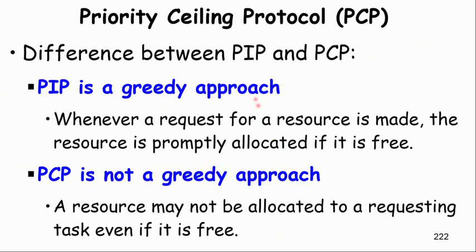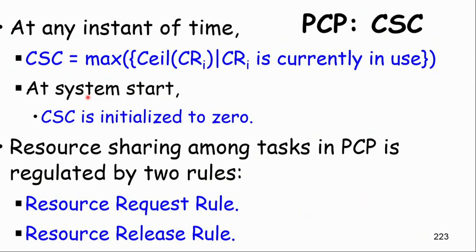To look at the difference between the priority inheritance protocol and the priority ceiling protocol, the priority inheritance protocol is a greedy approach. Whenever a task requires a resource, it gets it if the resource is free. But in the priority ceiling protocol, we will see that even if a resource is available, a task requesting that resource may not get it under some circumstances. So, we can say that the priority ceiling protocol is not a greedy approach, in contrast to the priority inheritance protocol, which is a greedy approach.